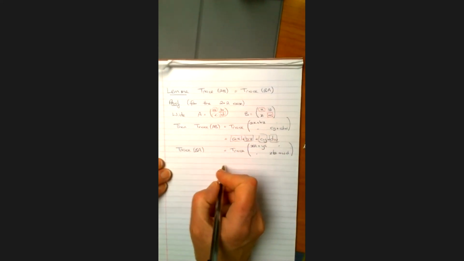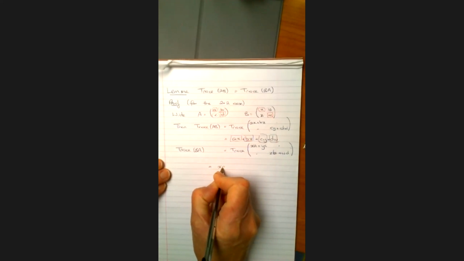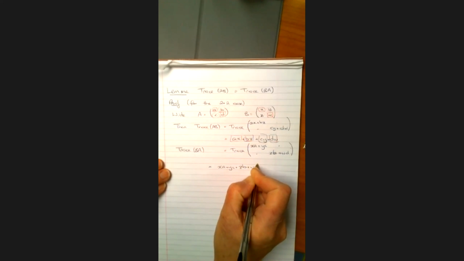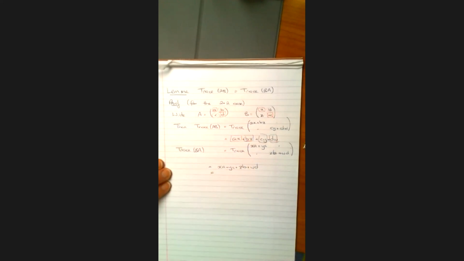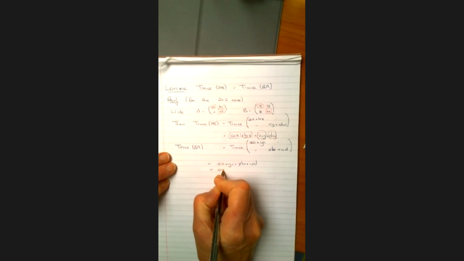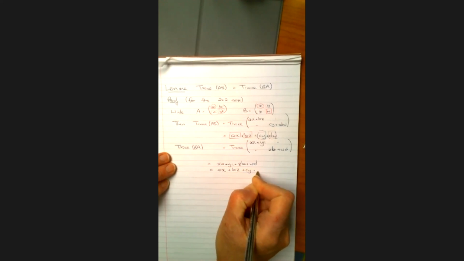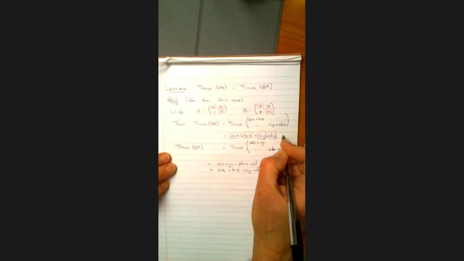So the trace of BA is XA plus YC plus ZB plus WD. These entries are just scalars, so they commute with respect to multiplication. So this is nothing but AX plus BZ plus CY plus DW, which confirms that it's equal to the trace of AB.